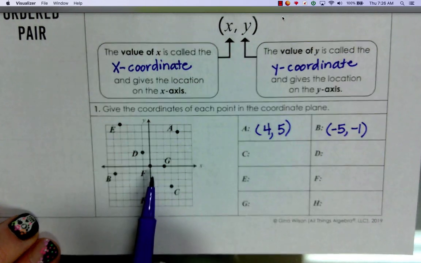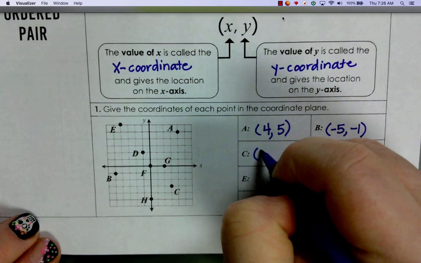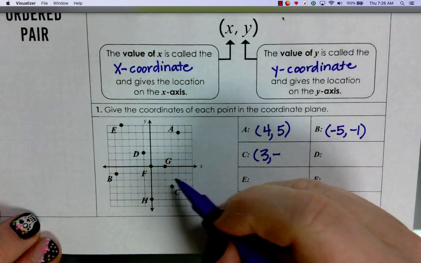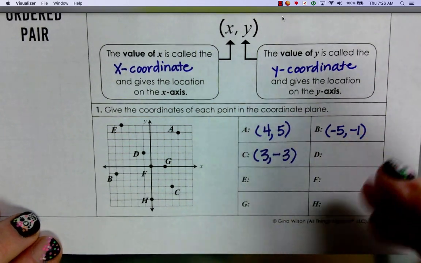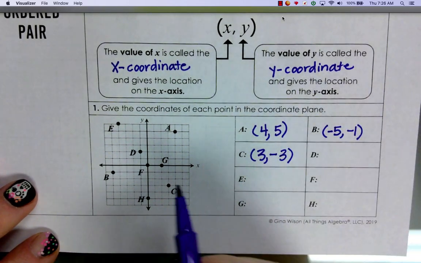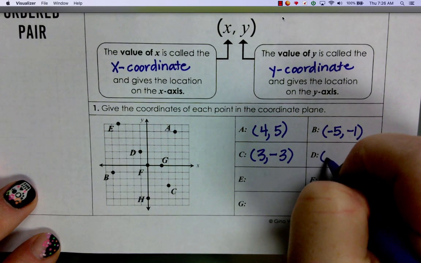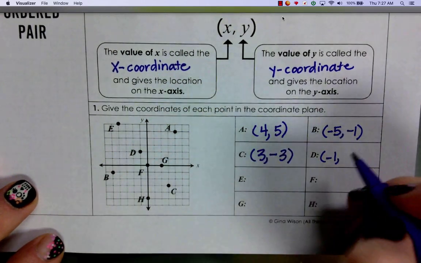C, from my origin, I'm going to count 1, 2, 3. And then going down, so it's negative 1, 2, 3. From my origin, I'm going left negative 1. And then from here, I'm going to go up 1, 2. That's positive 2.